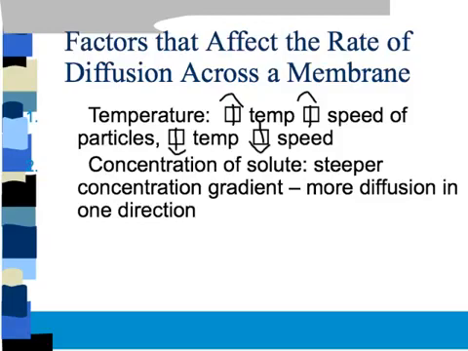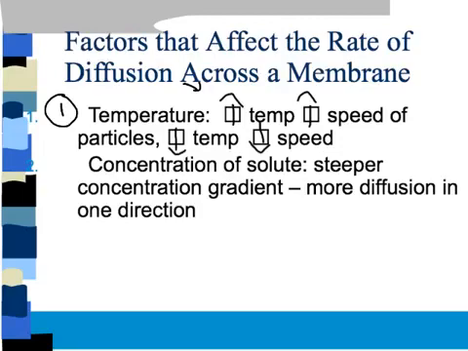Okay. So there are many factors that can speed up or slow down diffusion. So for example, temperature. If I increase my temperature, that's supposed to be an up arrow there, I'm going to increase the speed of my particles, and therefore I will increase the rate of diffusion. If things are moving faster, they're going to collide more often and diffuse more quickly. Similarly, if I lower temperature, I'm going to lower the speed of my particles and slow down diffusion.